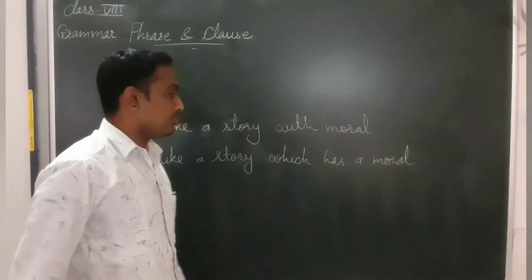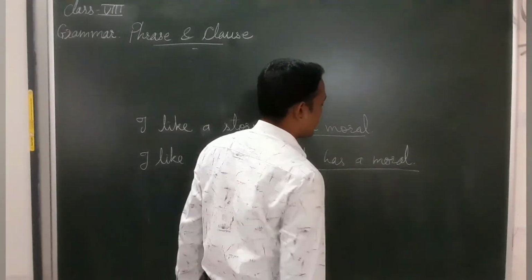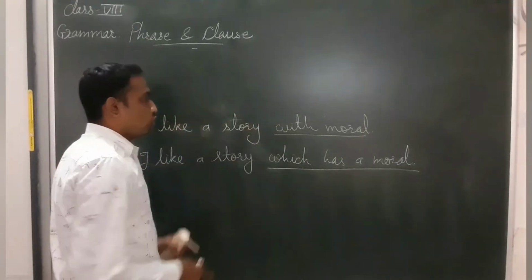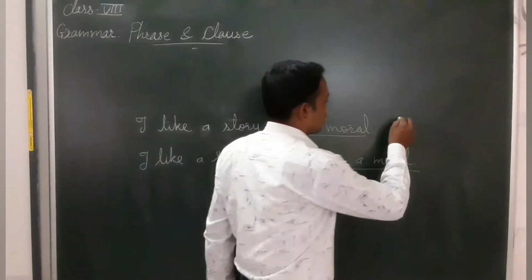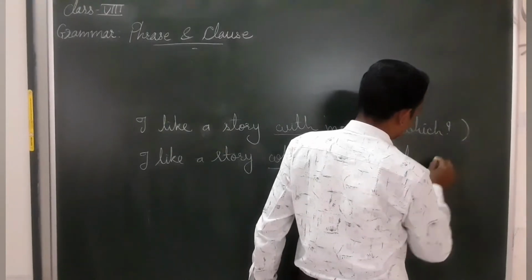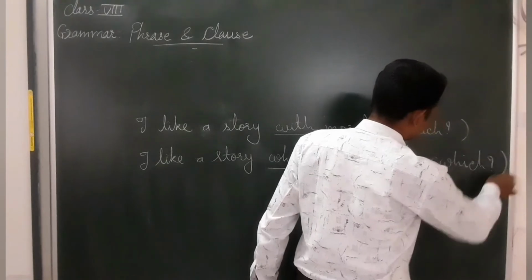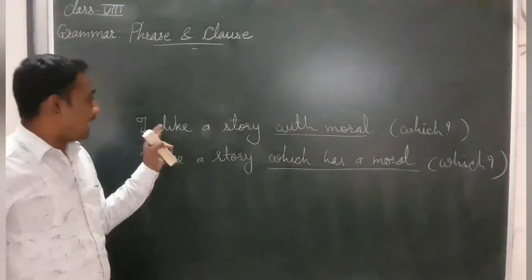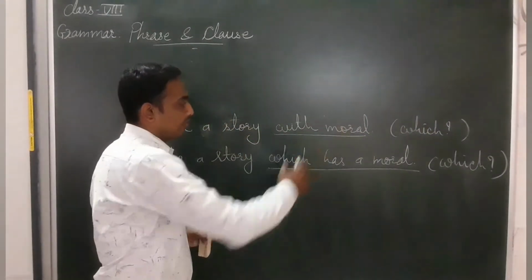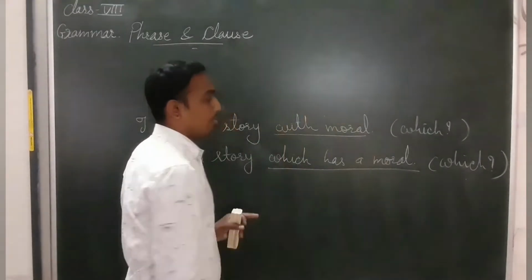Here also you can see two groups of words: with moral, and which has a moral. I like the story. Which story? Here you can ask by which. I like the story. Which story? With moral. I like the story. Which story? Which has a moral.